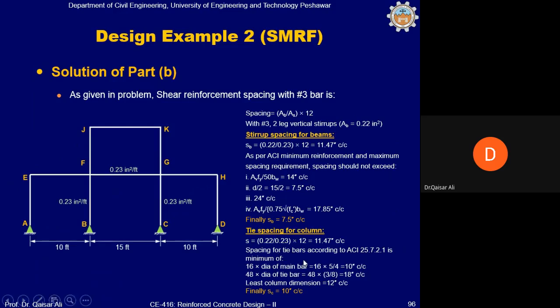Okay, the tie spacing for the column for the gravity load is 16 times the diameter of the bar, 48, and the spacing from the analysis is 11.47 inch. So the spacing requirement from the gravity load in the beam is 7.5 inch center to center, and for the column is 10 inch center to center. This transverse reinforcement spacing shall now be checked against the special provision for SMRF.